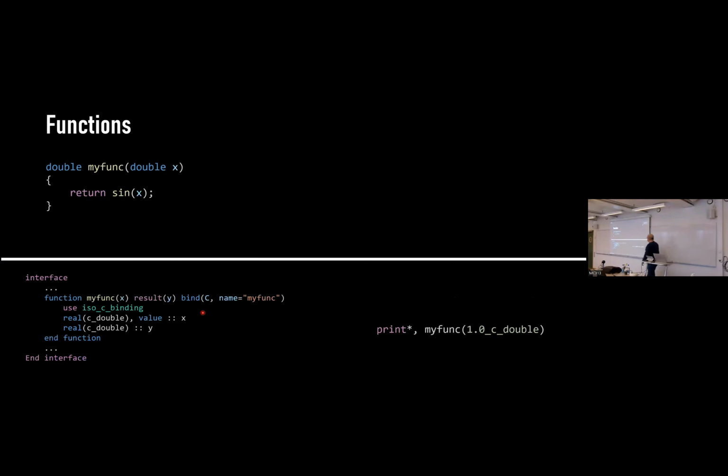Also functions. This is a C++ function or C function. Returns sign of x. Declares an interface function, my function, result y. Same as we do in Fortran. We bind it. We have a value coming in, and y returns out as well. So it's also very similar, and we call it just my function like this. And here you can see you can do this.